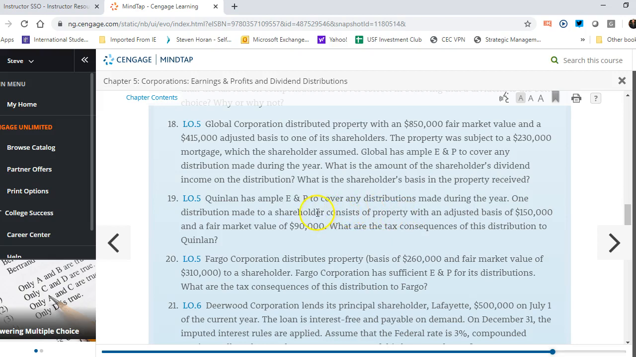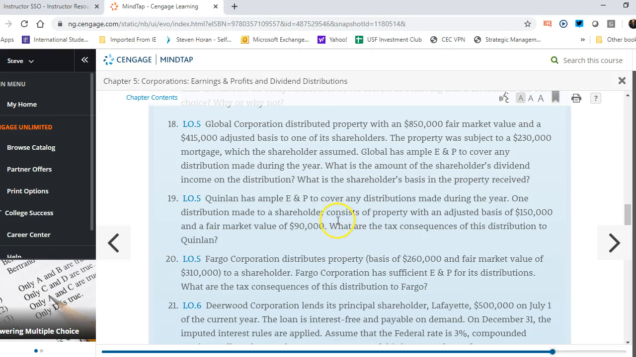And one of the distribution rules is if you do a distribution that's what I'll call upside down, where there's a loss on it, you do not receive the capital loss. You cannot deduct that from your taxes. So if Quinlan wants to get this dividend to the shareholder, and we want that shareholder to receive $90,000, what Quinlan should really do is just sell the property and realize the loss.